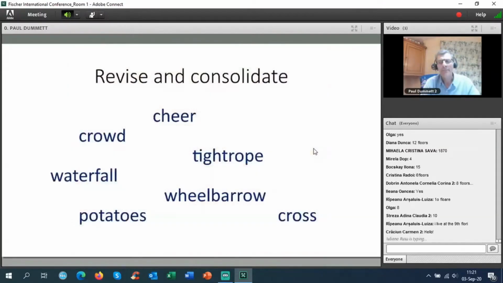So, revising and consolidating: you go through the words afterwards. Either you might call on different students to do the words, or you could get them to reconstitute the words using the story. You could tell the story yourself and get them to fill in the words as you go.